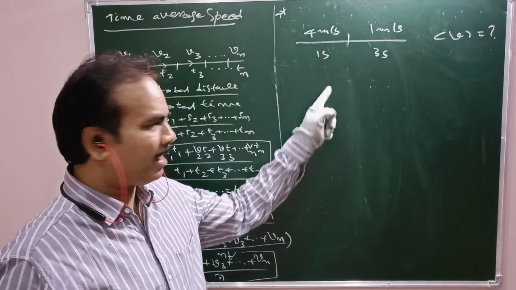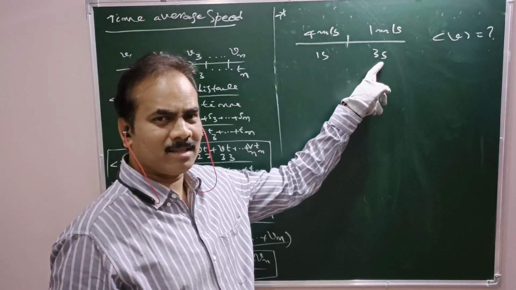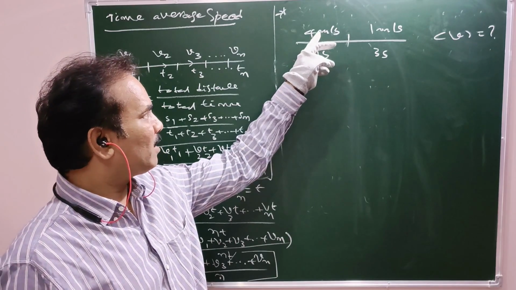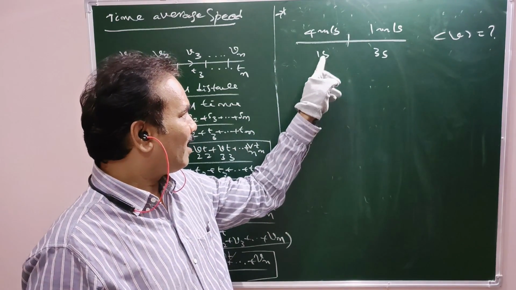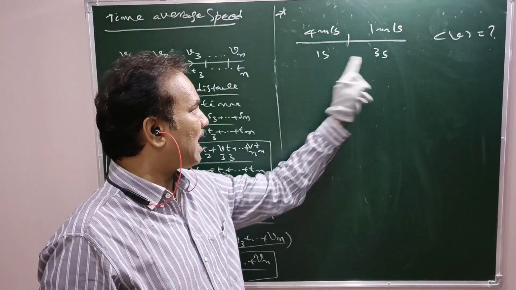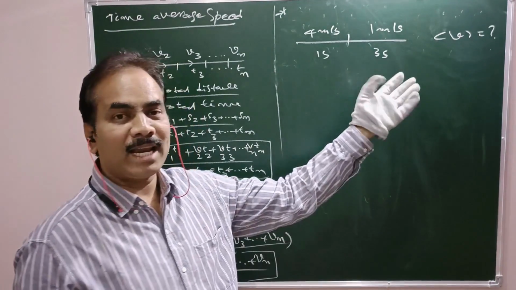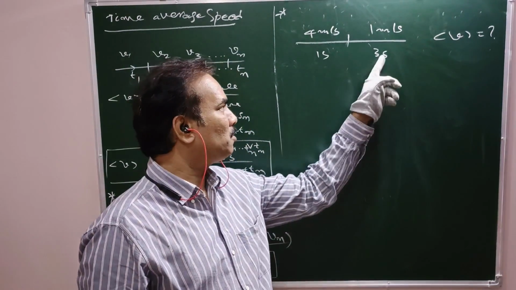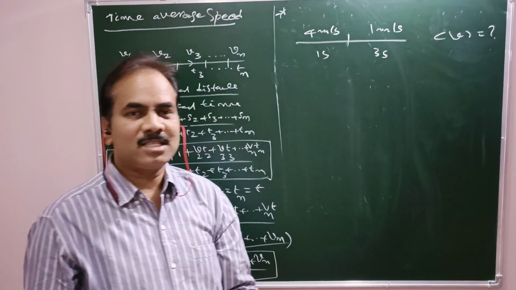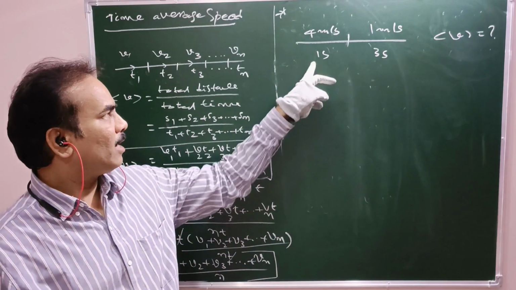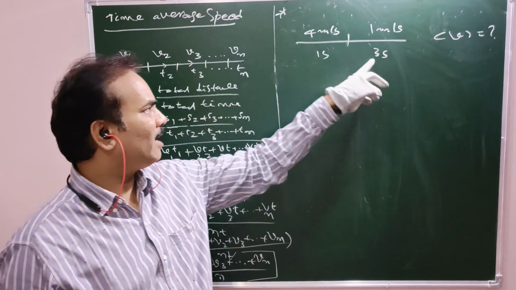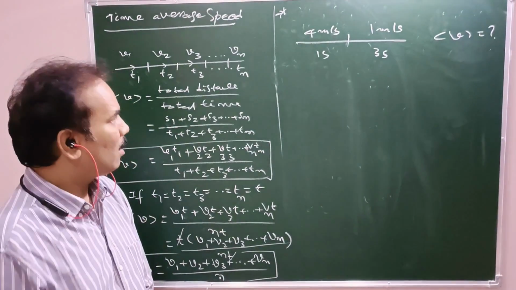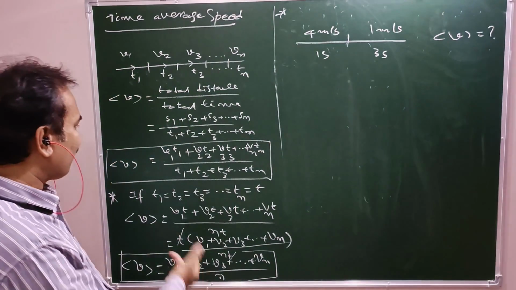See, what is the total time of journey here? 1 second plus 3 seconds, that is 4 seconds. So here the particle moves with different speeds in 2 successive unequal time intervals. Are they equal or unequal? Here it is 1 second, here it is 3 seconds. So definitely these are two unequal successive time intervals. In the first second it moves with 4 meters per second, and in the remaining 3 seconds it moves with 1 meter per second. Now find the average speed. We can have a direct formula for that.